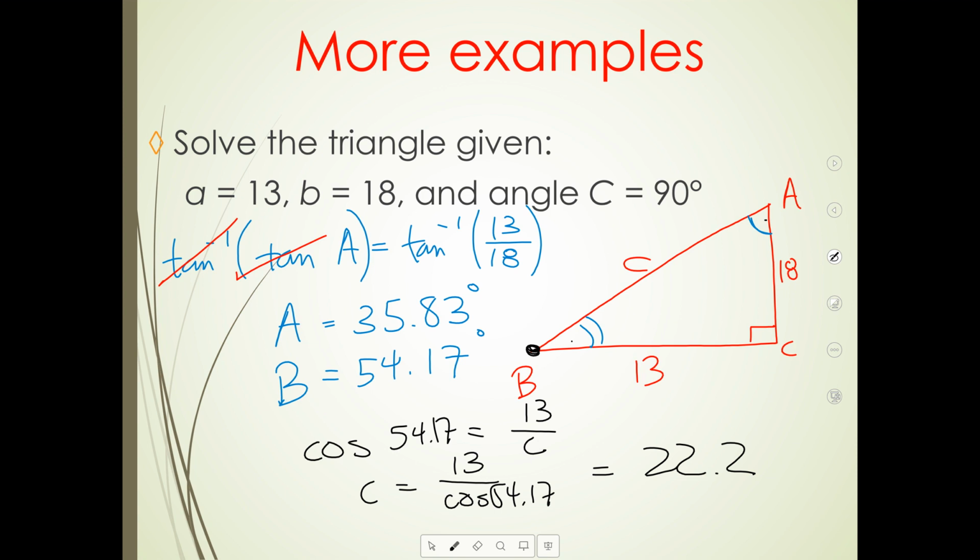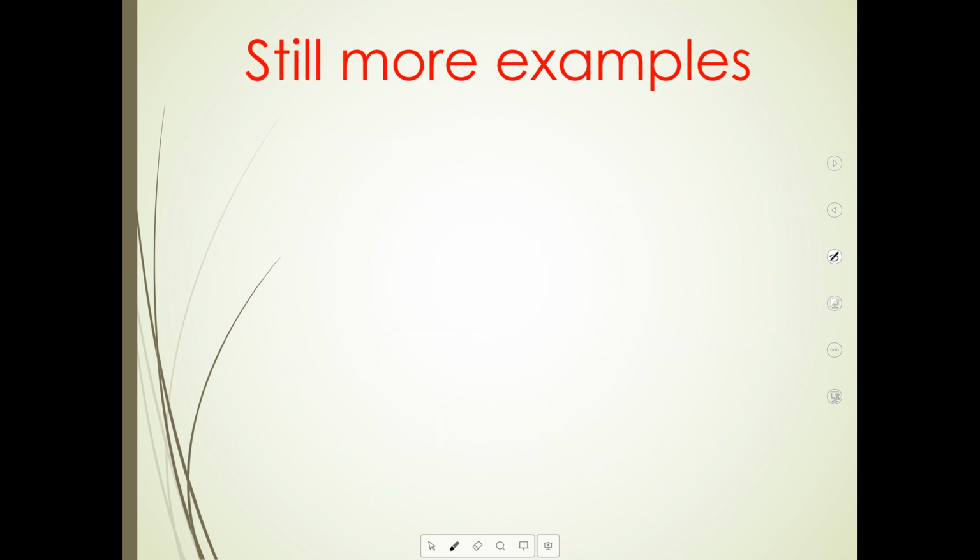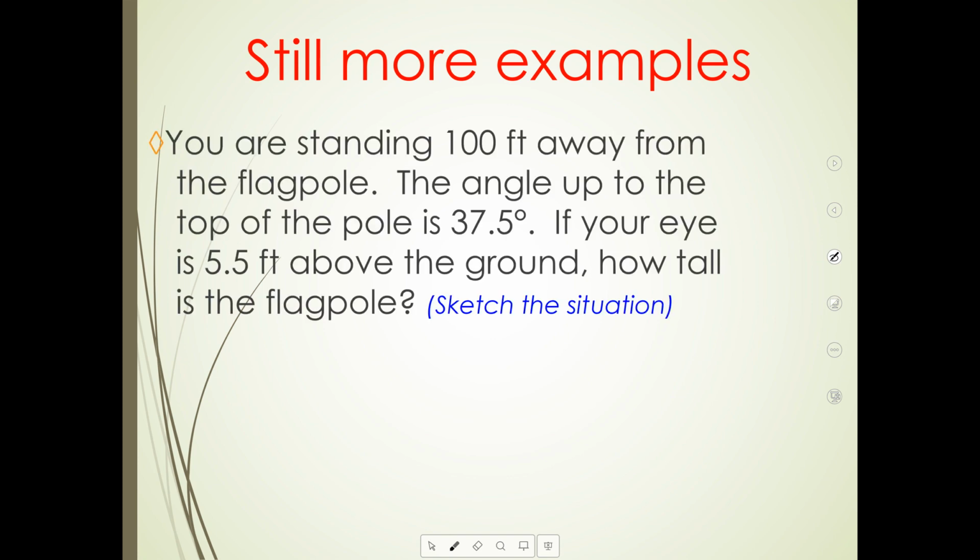Let's see what's next. I think I might have one more example for you. Oh boy. Let's see. Oh! Holy guacamole. You're standing 100 feet away from the flagpole. The angle up to the top of the flagpole is 37.5. If your eye is 5.5 above the ground, how tall is the flagpole? Crikey. Flagpole.